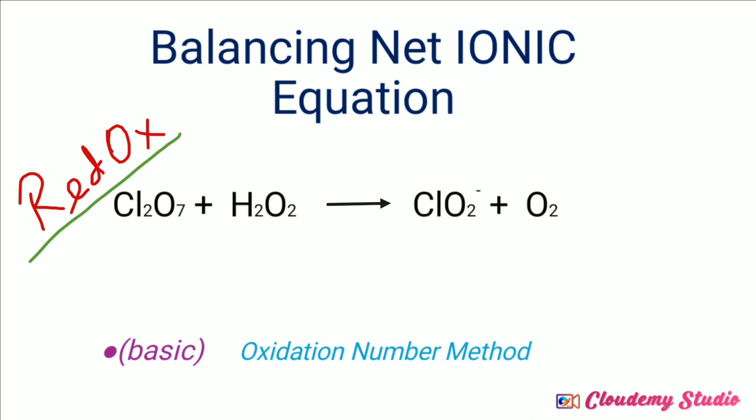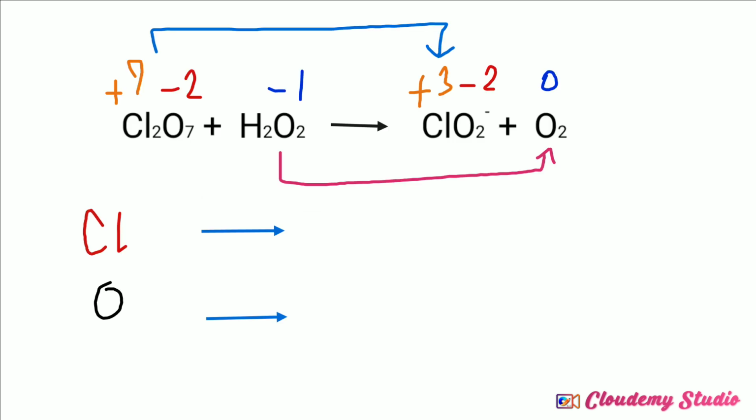Hello friends, let's balance one more net ionic equation. This equation is for the redox reaction of dichlorine heptoxide with hydrogen peroxide to form chlorite ion and oxygen. This redox reaction takes place in basic medium. Let's balance this reaction by the oxidation number method.